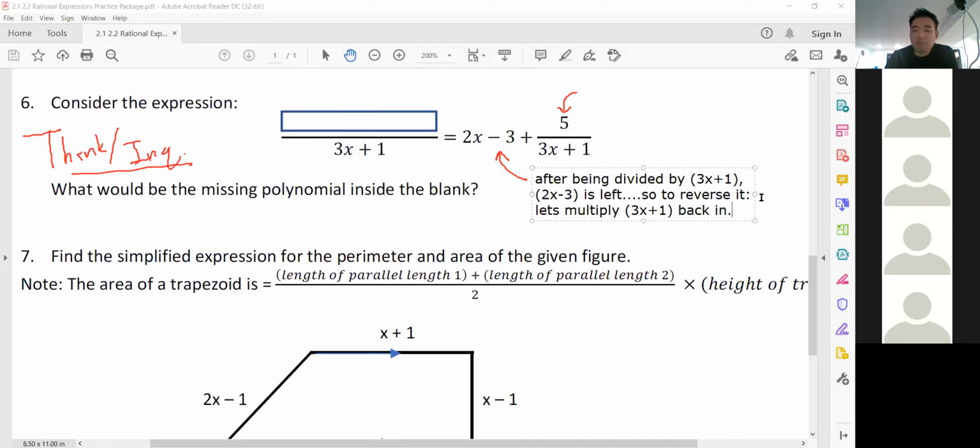But of course, I can't just multiply 3x plus 1 just because I want to. So I'm doing the same thing as I mentioned before about making the denominator the same. I am going to multiply with 1 in hopes that I can multiply 3x plus 1 back in legally. If I want to multiply the top part with 3x plus 1, the only way I could do that is multiply with 1. I can't add a quantity other than 1 to the mix, right?